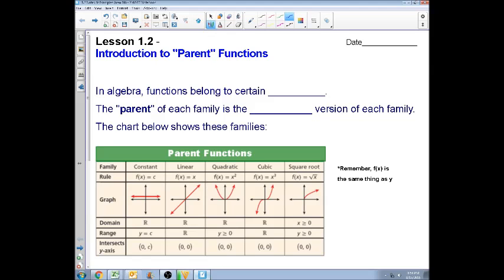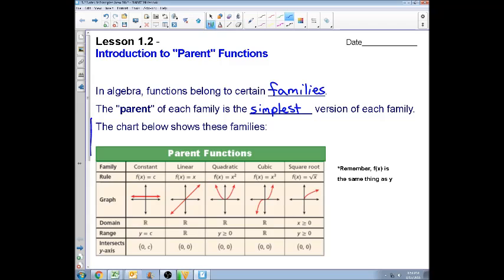This lesson is for my General Algebra 2 class. This is lesson 1.2, Introduction to the Parent Functions. In algebra, functions belong to certain families. Just like you belong to a family, you're kind of a copy of some sort with a few changes from your parents, right? The parent of each family is the simplest version of each family. The chart below shows these families. These are your parent functions.